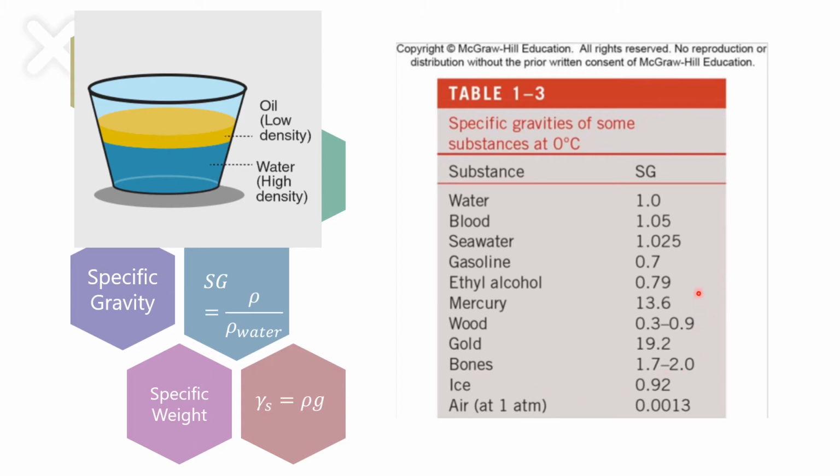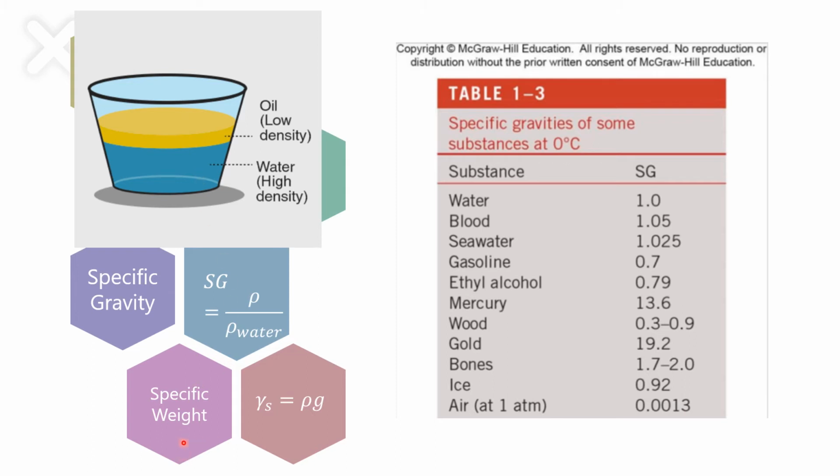The specific gravities of some substances at 20 degrees Celsius, or at 0 degrees Celsius, are given by this table. Note that substances with specific gravities less than 1 are lighter than water, and thus they would float on water if immiscible. So in this case, since oil has lower density, or is less dense compared to water, oil floats at the top of the water.